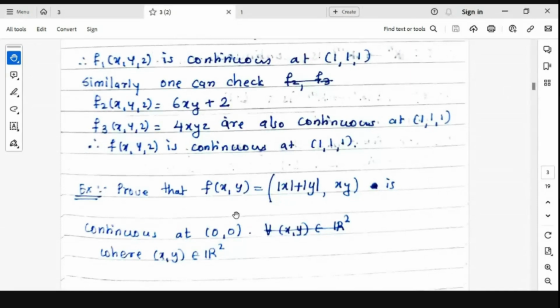Okay, we all know that |x| is a continuous function at 0, right? So |x + y| is also continuous at (0, 0), and x times y is also a continuous function at (0, 0). You can prove that each of them is continuous at (0, 0), and hence the vector valued function f becomes continuous at (0, 0).